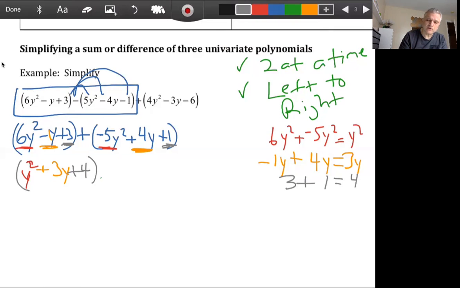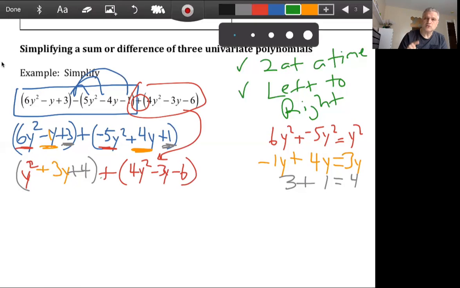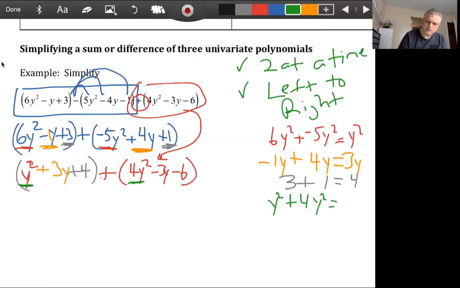Now let's bring down our good friend, the third polynomial. So let's bring him down here. So that's a plus 4y squared minus 3y minus 6. Okay, so let's do the like terms. y squared plus 4y squared is 5y squared, because remember, there's an invisible 1 in front of that y squared. So we got 5y squared, my first term.